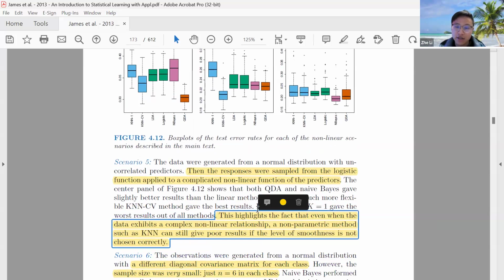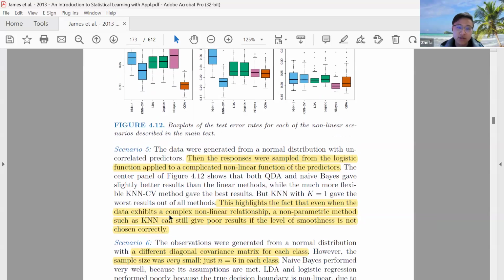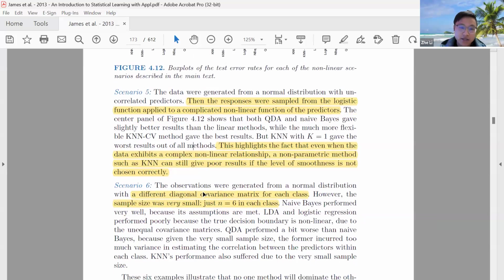But on the other hand, the KNN with K equals 1 gives the worst result. This shows that even when the data has a complex non-linear relationship, a non-parametric method such as KNN can still give a poor result. So we have to determine which level of K is the best.